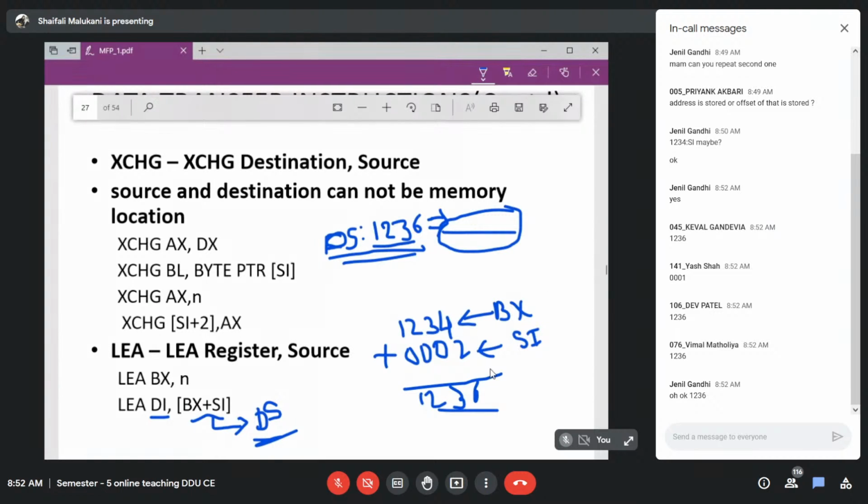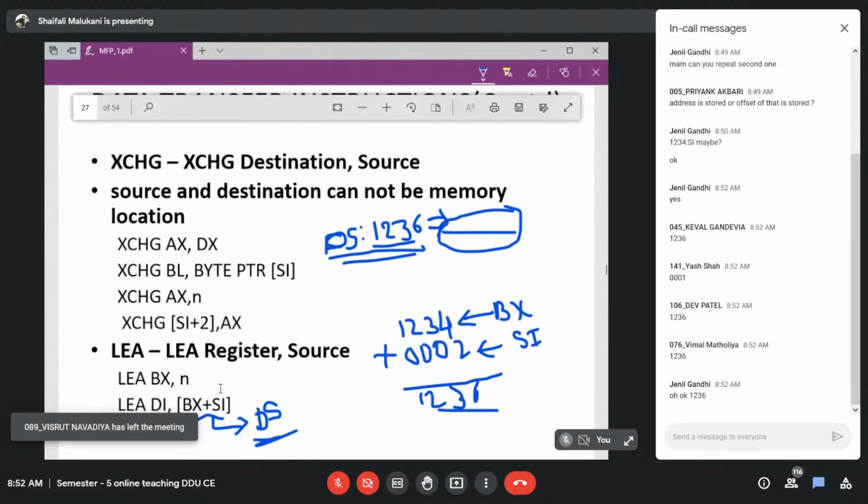That is okay. I told you multiple ways are possible. You can also have the addition of these two, and that you can simply move to DI. That is okay, the same thing. The addition of these two is stored here. That's it.